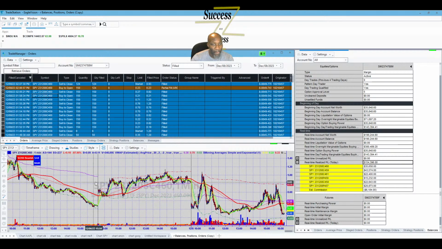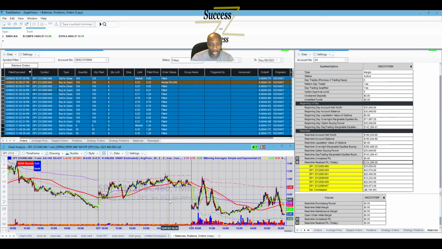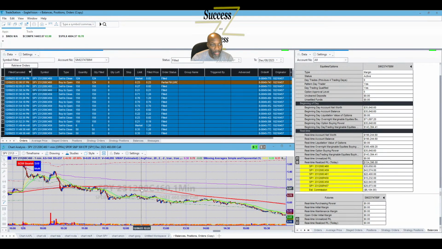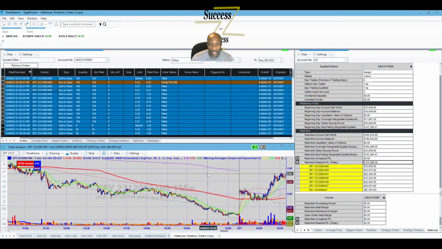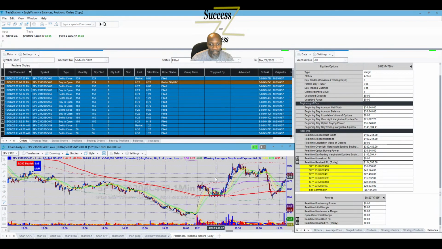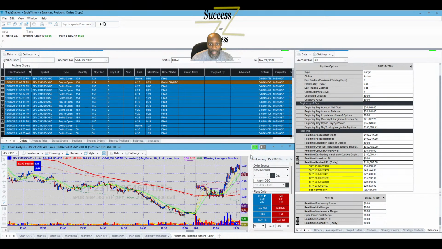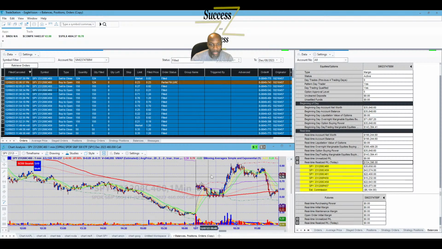Well, 460. That's this chart. I'm not seeing my trades on here, because I took this off, but this takes up so much space. Let's do this.